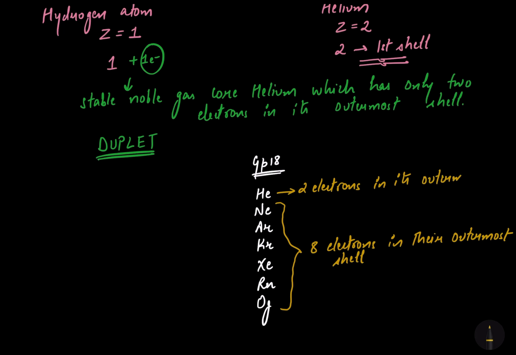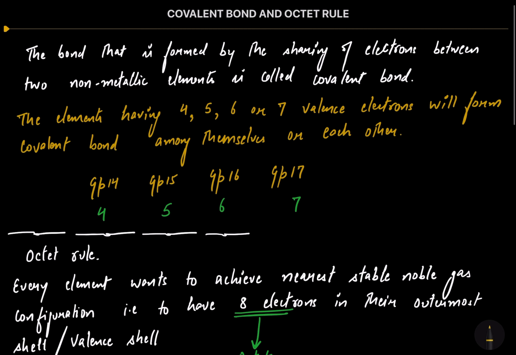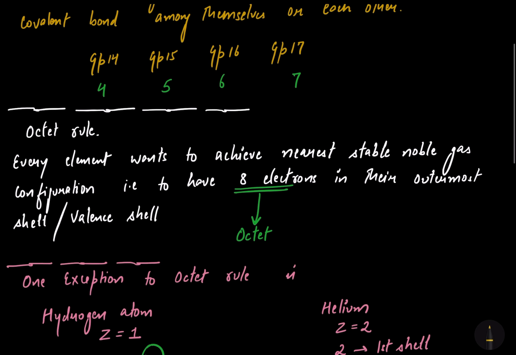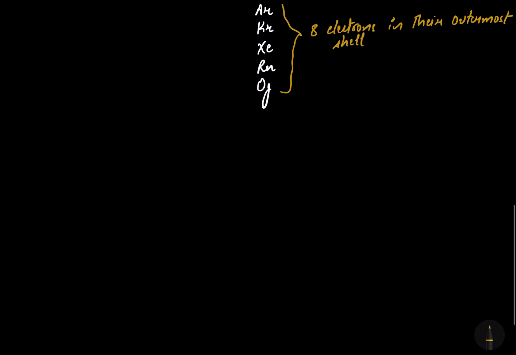In its outermost shell. Now, we have talked about the covalent bond, the octet rule, and one exception. Now, let's do some examples.